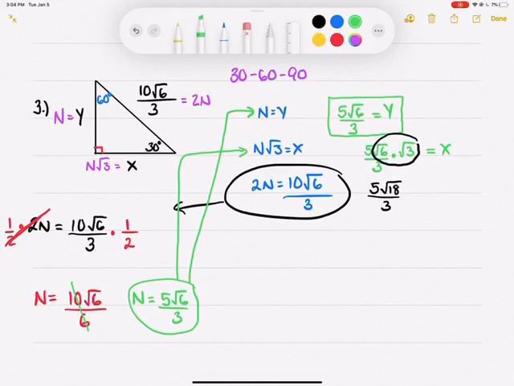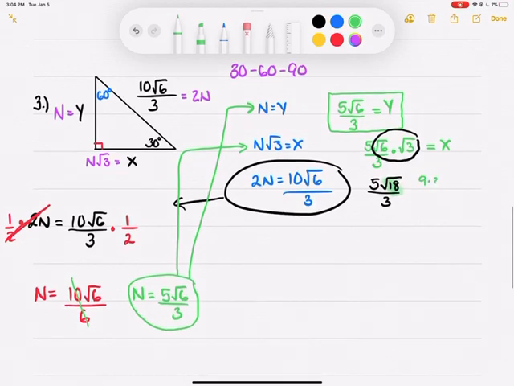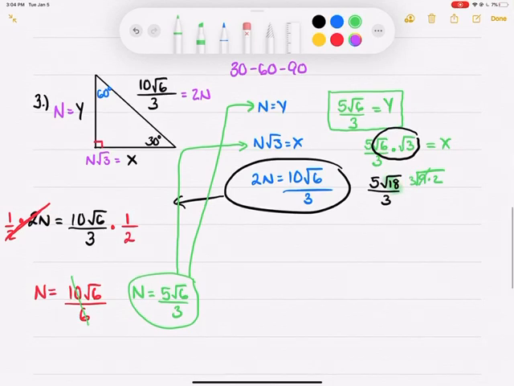The square root of 18 can be broken down as 9 times 2, which I can take the square root of 9, that becomes 3. So this becomes 5 times 3 square roots of 2 divided by 3. I literally just took this and popped it in here instead of the square root of 18, just in case you weren't sure. And then the last thing to do is just multiply 5 times 3. So I have 15 square roots of 2 over 3.